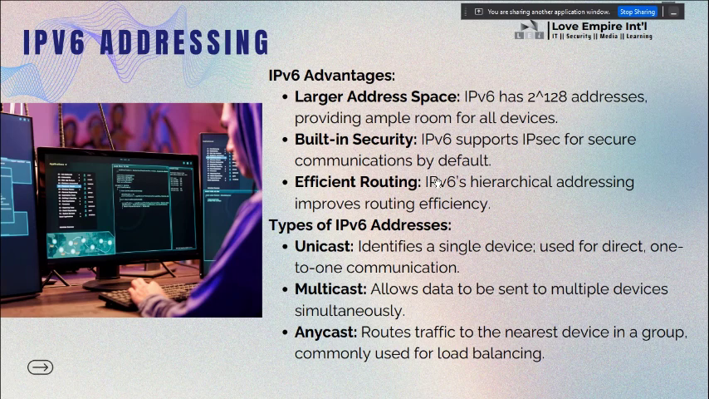IP version 6 comes with built-in security, unlike IP version 4, which does not have built-in security. IP version 6 has built-in security for secure communications. IP version 4 is efficient, but when it comes to routing, IP version 6 is more efficient than IP version 4. So what are the types of IP version 6?